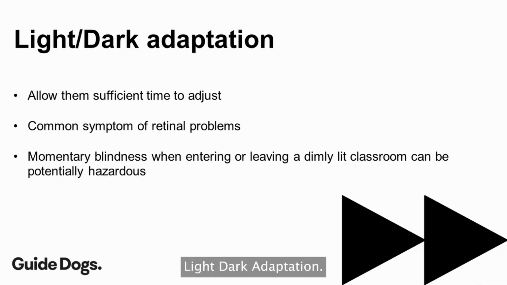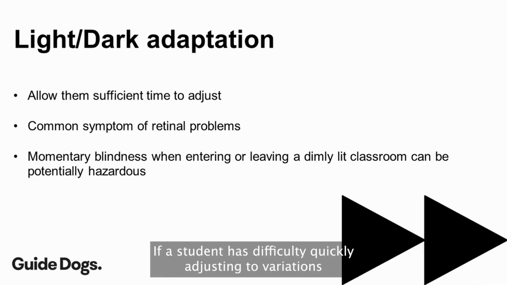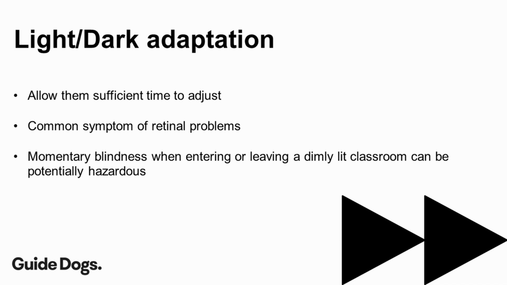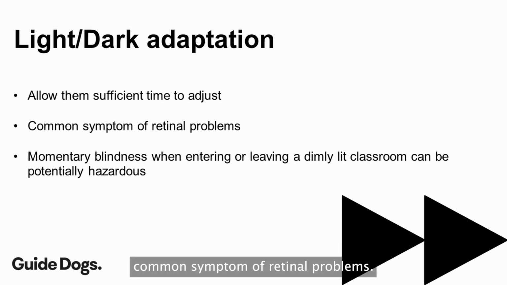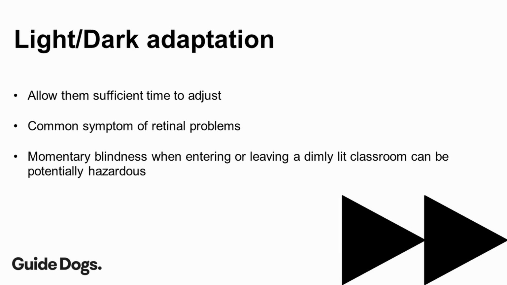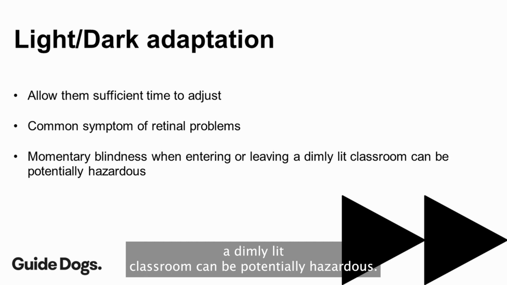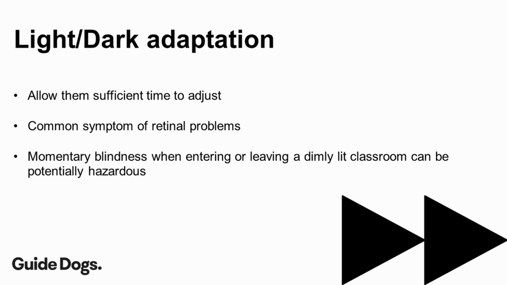Light-dark adaptation. If a student has difficulty quickly adjusting to variations in levels of lighting, it is important to allow them sufficient time to allow their eyes to adjust. This is a common symptom of retinal problems. Momentary blindness when entering or leaving a dimly lit classroom can be potentially hazardous.